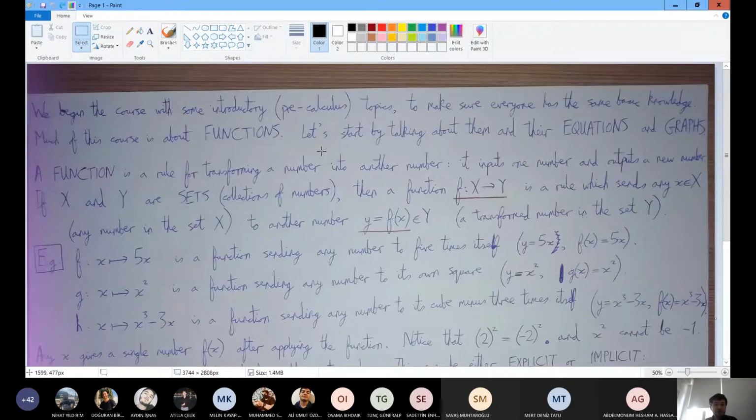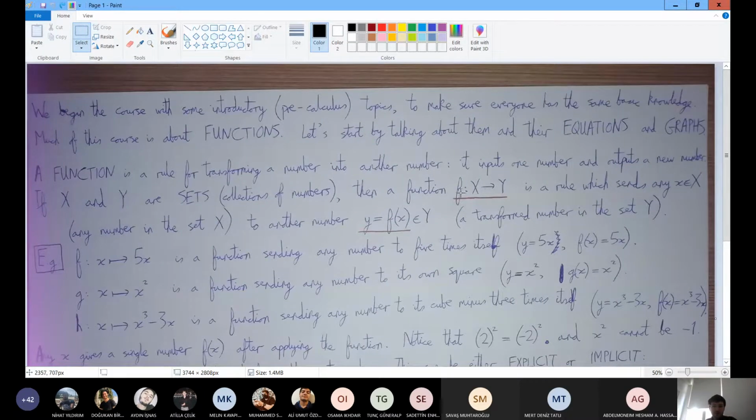So let's start by talking about functions, their equations and graphs. What is a function? This is something I want to spend a bit of time on because some people don't know the difference between a function and an equation, and this can be taught sometimes in different ways. But what a function really is, mathematically, is a rule for transforming a number into another number. So a function is just a rule. It inputs a number, you apply this rule, you apply some process of calculation, and you output a new number.